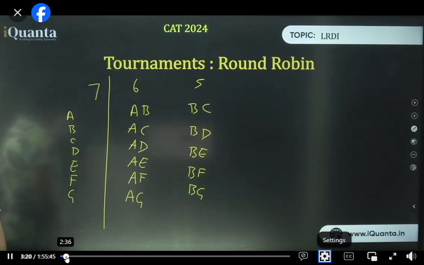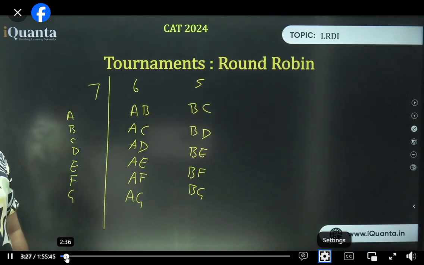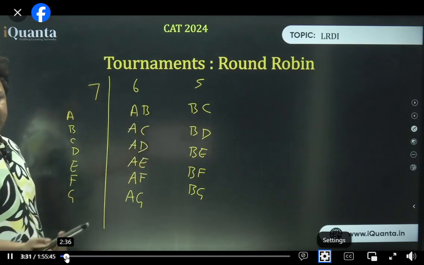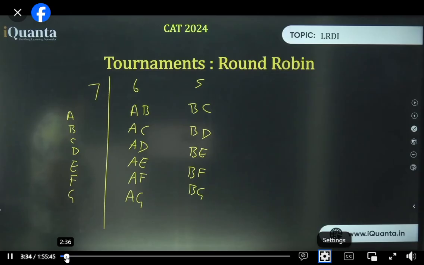Understood? Is that clear? है ना? क्योंकि B A पहले ही काउंट हो चुका है. A playing with B is same as B playing with A. Doesn't really matter. Okay.